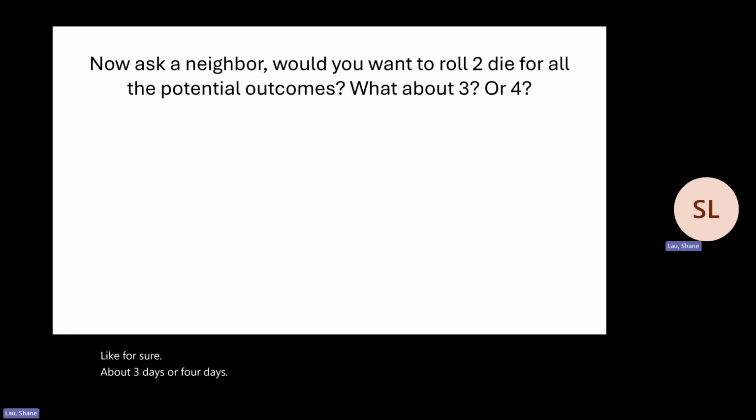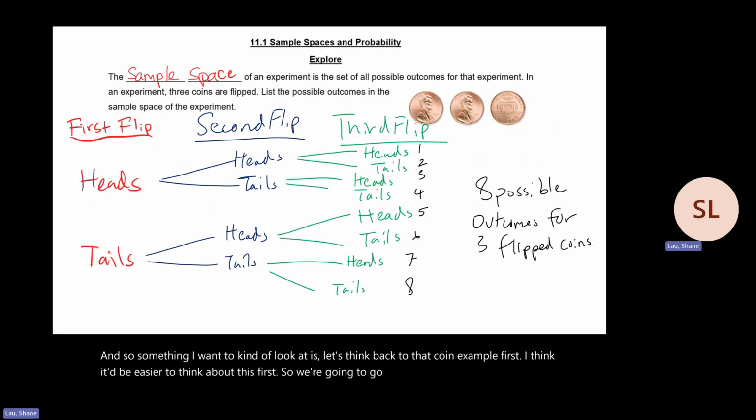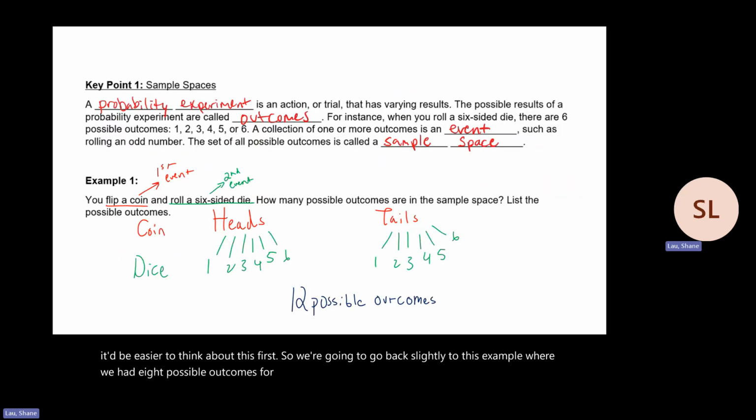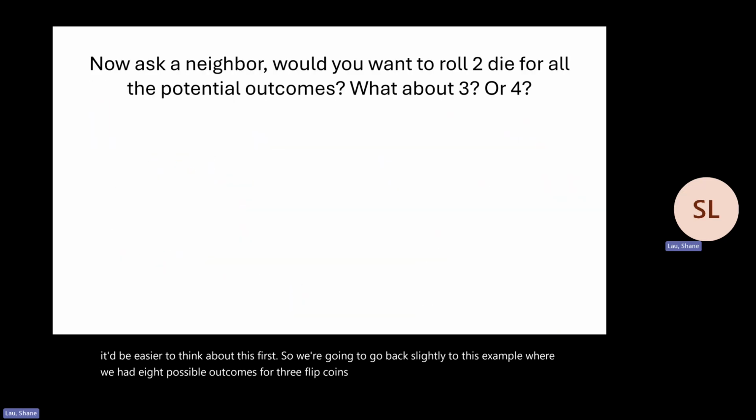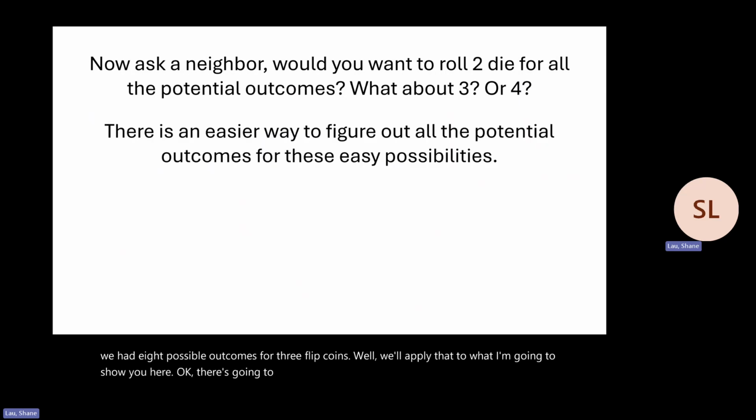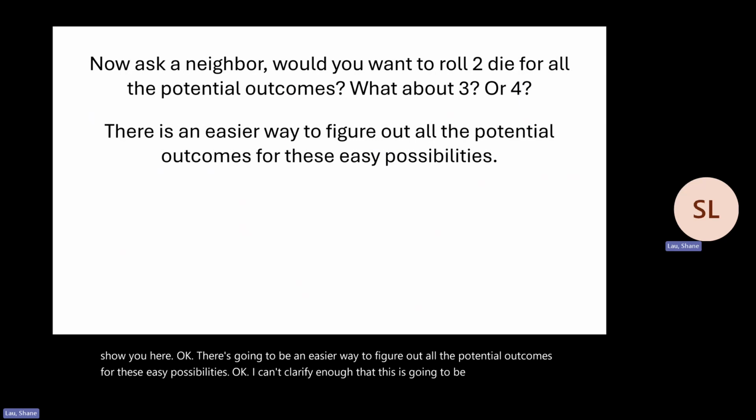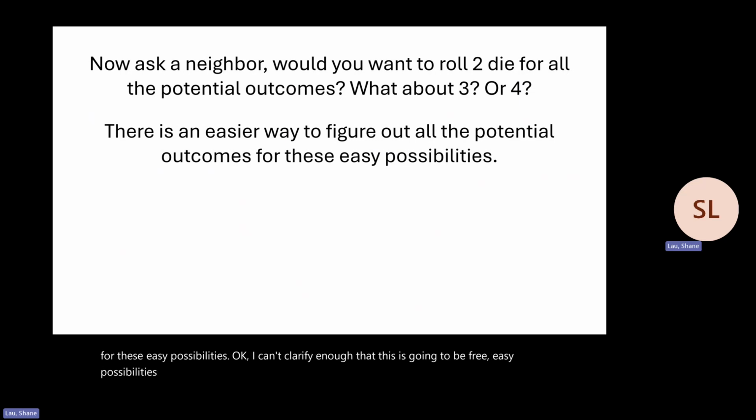And so something I want to look at is, let's think back to that coin example first. I think it'd be easier to think about this first. So we're going to go back slightly to this example where we had 8 possible outcomes for 3 flipped coins. Well, we'll apply that to what I'm going to show you here. There's going to be an easier way to figure out all the potential outcomes for these easy possibilities. I can't clarify enough that this is going to be for easy possibilities. Not every single thing is going to work with this.